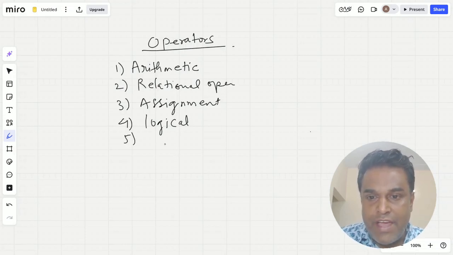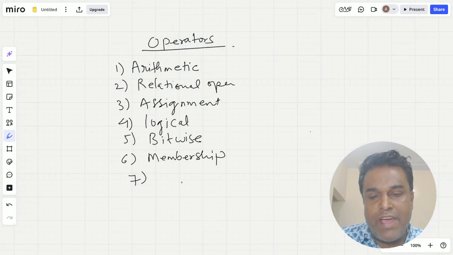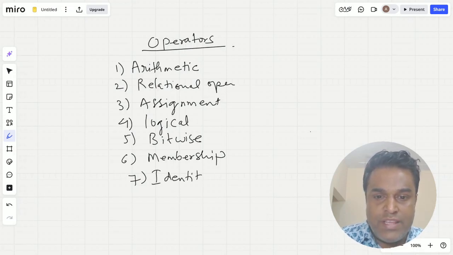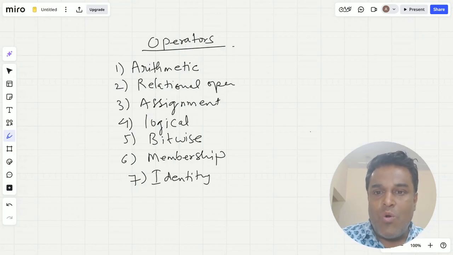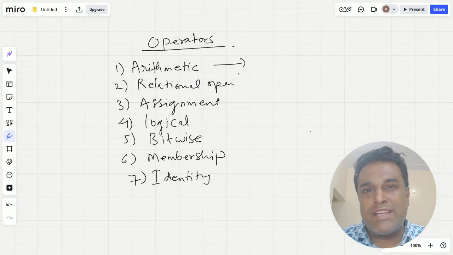And then we have the bitwise operator. Then sixth we have the membership operator. And at the last, we have the identity operator. Now, in this video, I'm just going to discuss all of them, as much as possible in detail. We have already discussed the arithmetic operator, which is very simple to understand.